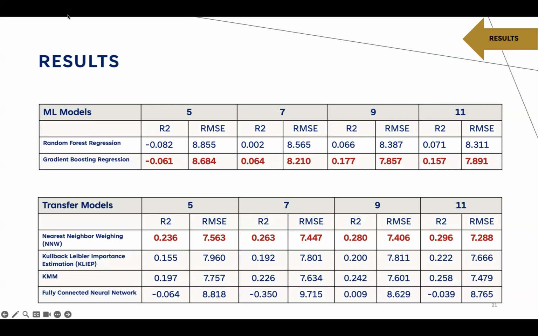We see that as the number of sensors increases, the R2 score improves, and the RMSE score decreases as well. And we see that gradient boosting regression had the best performance among the two machine learning models. Then we applied transfer learning with the 4 transfer learning models that we have. And we see that nearest neighbor weighing had the best performance among all transfer learning models, and when compared to the machine learning models as well.